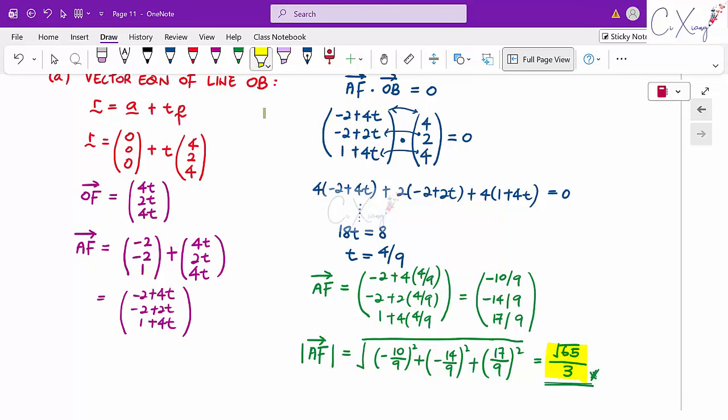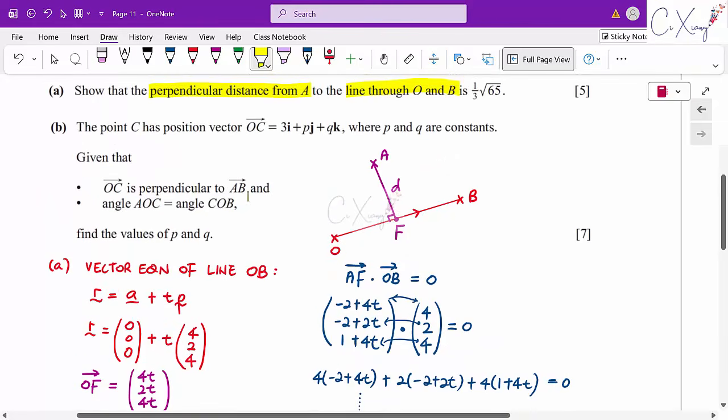Alright, so we've done part A, then let's continue to part B. Now, they say that the point C has position vector of this. Then, given that OC perpendicular to AB, angle AOC is equals to angle COB. Find the values of P and also the Q. So how can we settle this question number 11, part B?